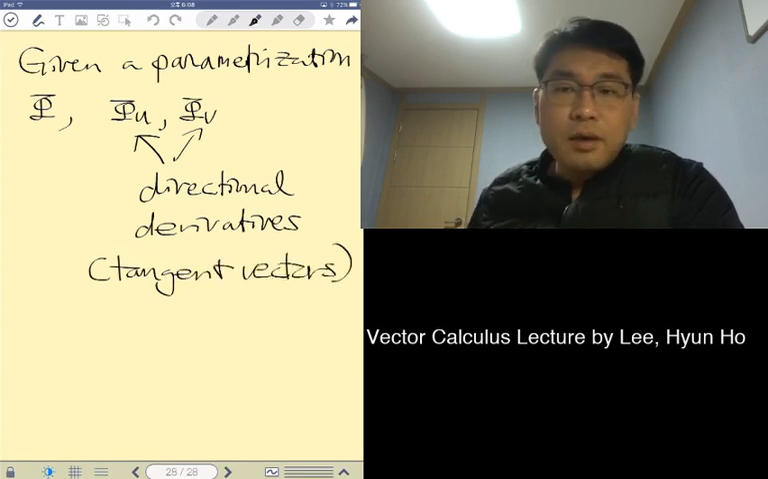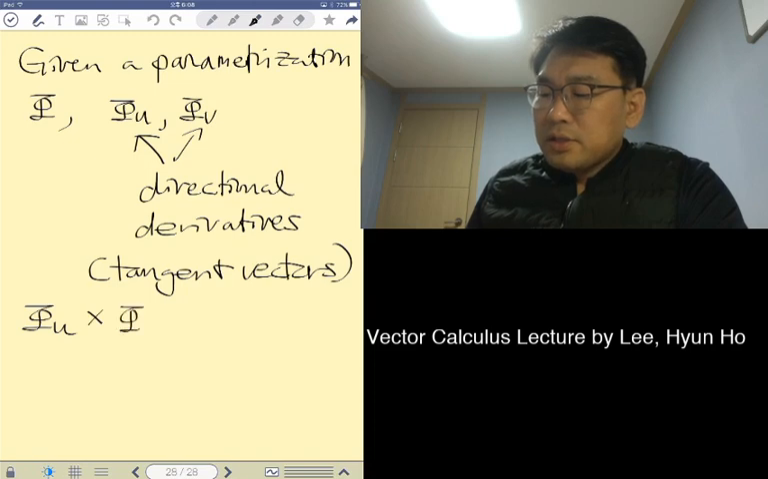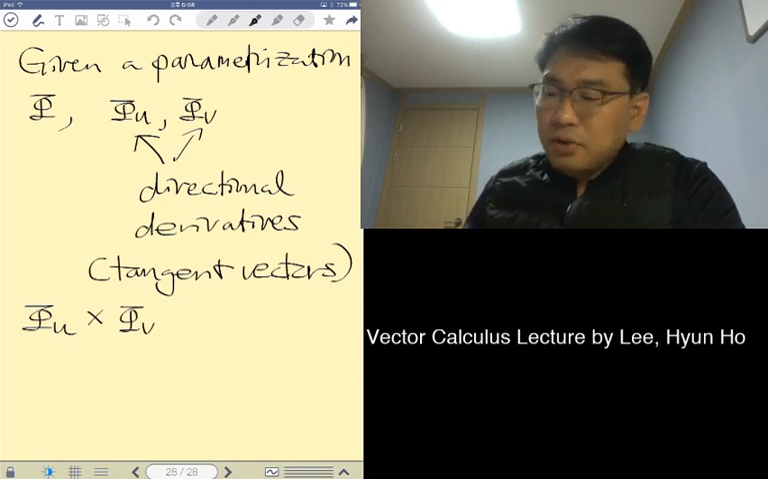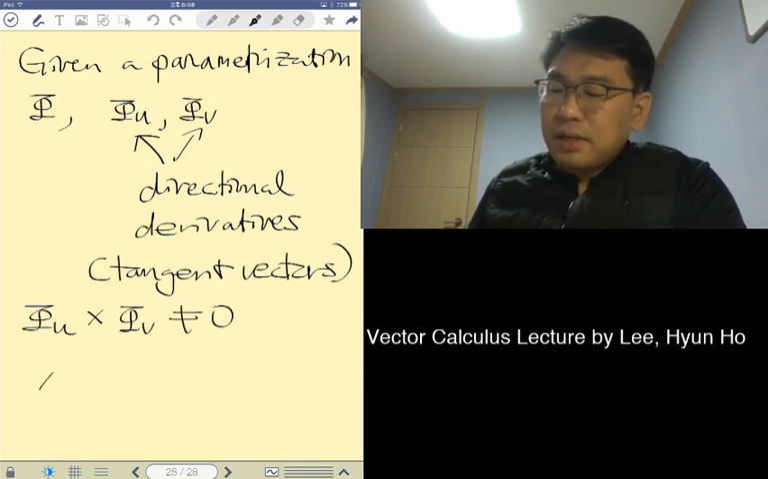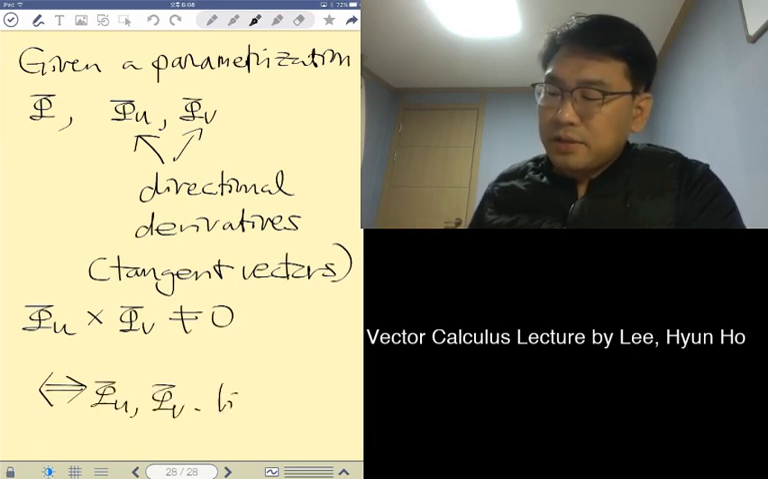So if they are linearly independent, okay? If they are linearly independent, or the cross product of phi sub u and phi sub v is not zero, then we say that phi sub u and phi sub v are linearly independent.